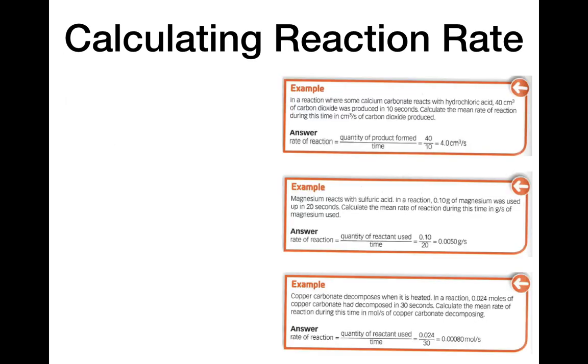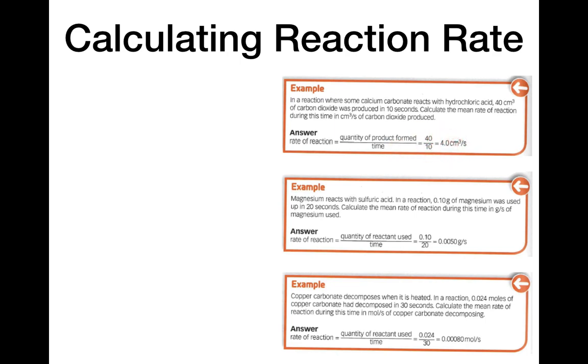Okay, so here's some example problems. So here we have a reaction, calcium carbonate reacts with hydrochloric acid, which we looked at before, and 40 centimeters cubed of carbon dioxide was produced in 10 seconds. Calculate the mean rate of reaction during this time in centimeters cubed per second of carbon dioxide. So here's my formula. Rate of reaction is quantity of product over time. 40 centimeters cubed over 10 seconds gives me 4 centimeters cubed per second. Notice I have the formula, I have substitution, I have my answer with units.